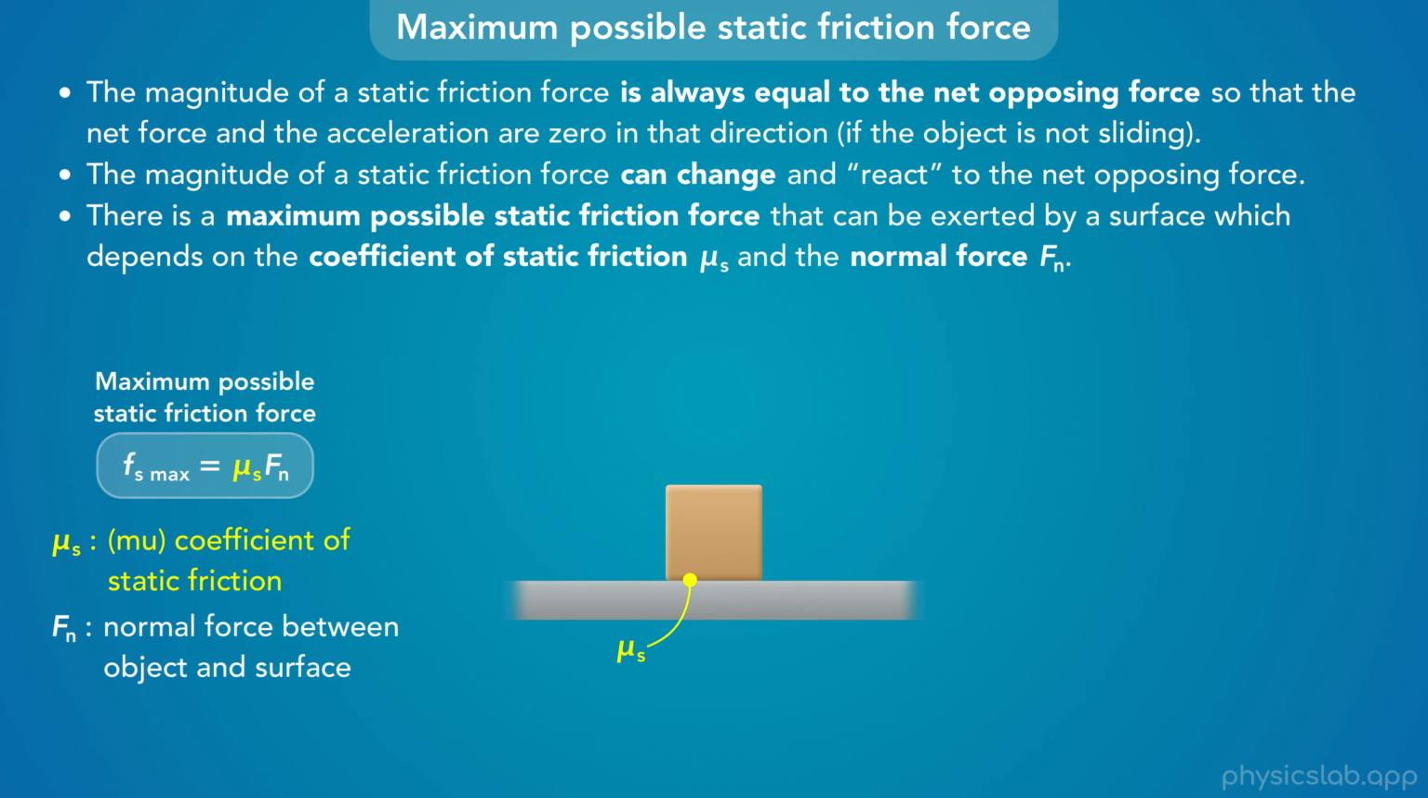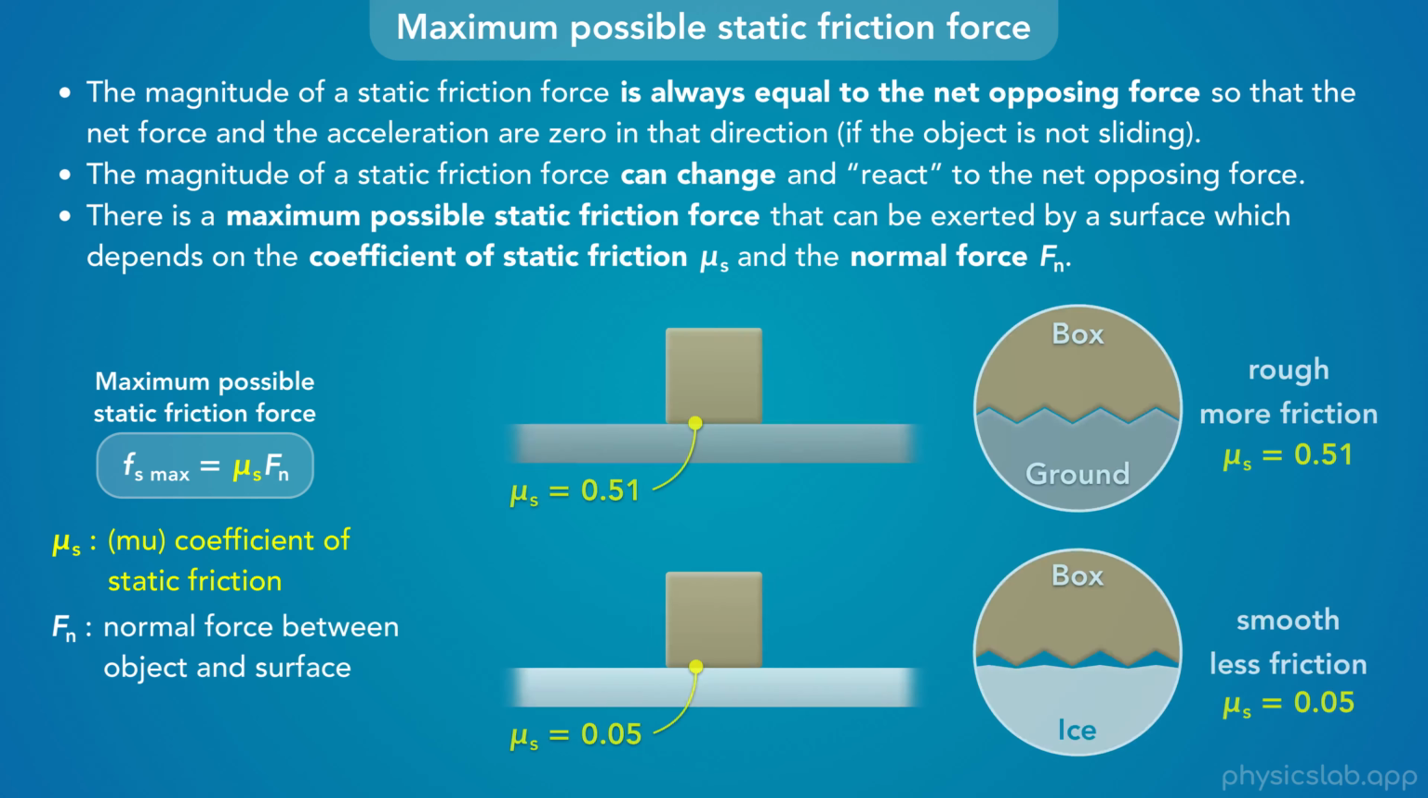Remember that the Greek letter mu is the coefficient of friction, and mu(s) is the coefficient of static friction. Like we mentioned in the last video, the coefficient of friction is a way to quantify the roughness of two surfaces, or at least the qualities that affect the friction. It does not have a unit, and it's usually between 0 and 1. In this example, the surface of the ground is rough, and the surface of the ice is smooth. So the coefficient of static friction between the box and the ground is higher than for the box and the ice.